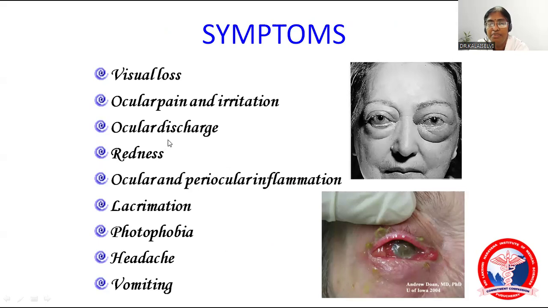Now, what are the symptoms? As I said, there is profound defective vision present, and severe pain and irritation will be there. Ocular discharge is present. Redness will be there. Ocular and periocular inflammation, so edema will obviously be there. And watering, lacrimation, photophobia, they will not be able to see the light. And severe headache and vomiting is a presenting feature.